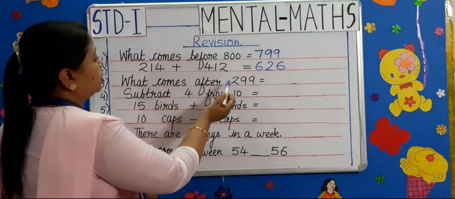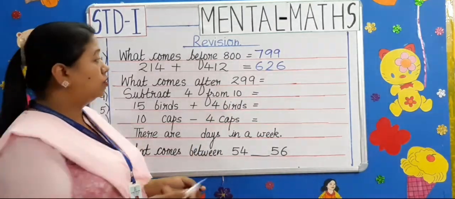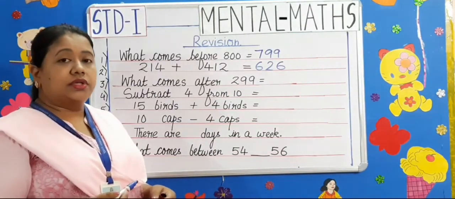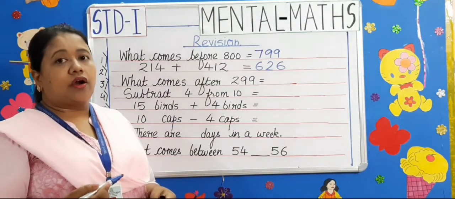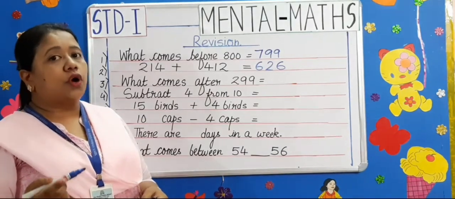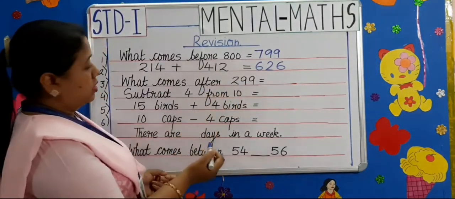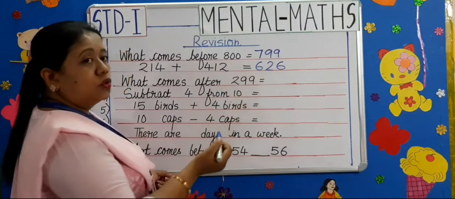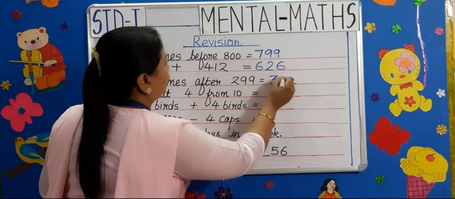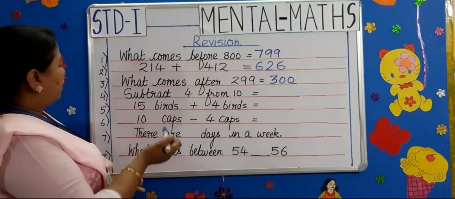What comes after 299? Here we have to find out what comes after 299. Numbers that come after are always greater than the given number. When we count forward from a given number, it is after numbers. So, what comes after 299 forward is 300. Moving on to the next one.